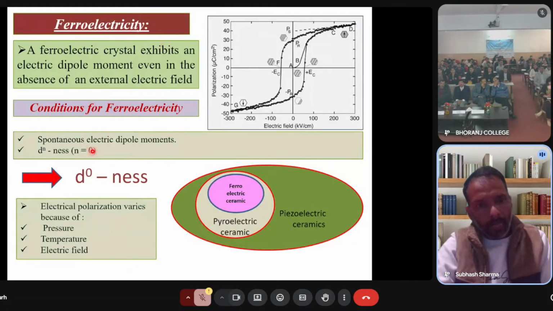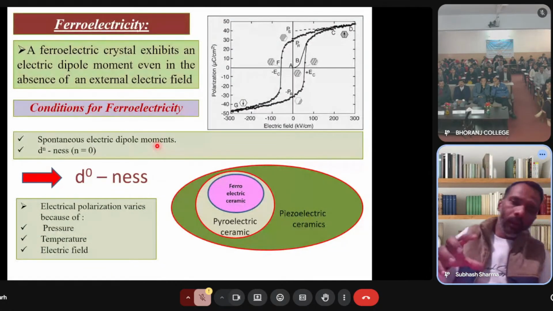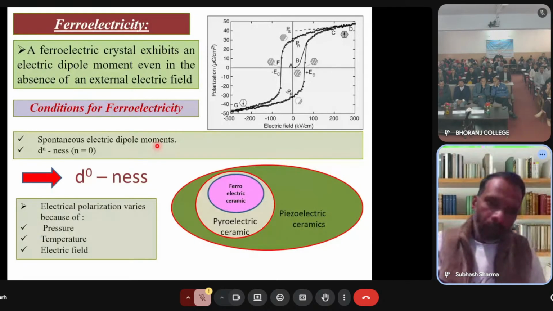So the condition is your material must have some spontaneous dipole moment, right? A permanent dipole moment you should have in your material. And the most important, d0-ness: the outer d orbital must have zero electrons. So these two conditions must be satisfied by your material.